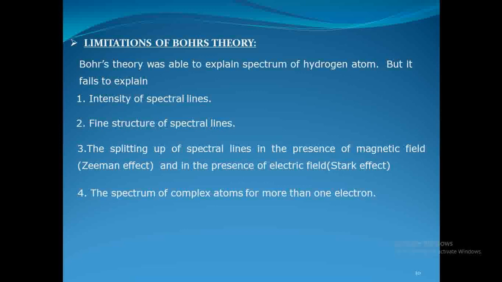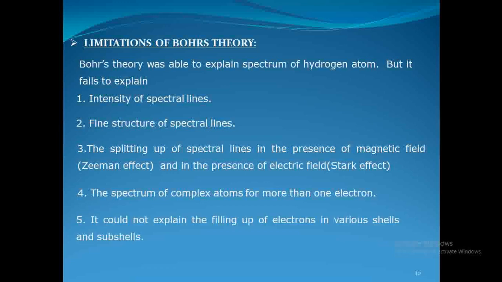When you excite these atoms, the spectrum given by these atoms could not be explained by Bohr's theory. That is again one of the failures of Bohr's atomic theory: it could not explain the spectrum of complex atoms. Any atom consisting of more than one electron revolving around the nucleus is called a complex atom.